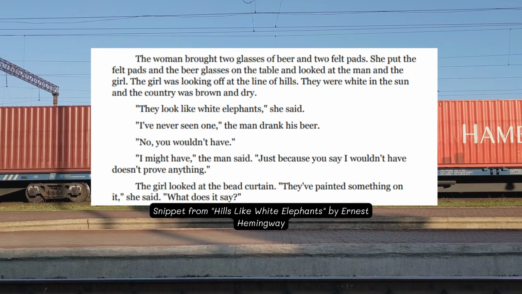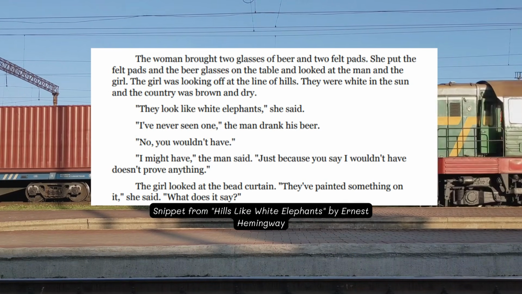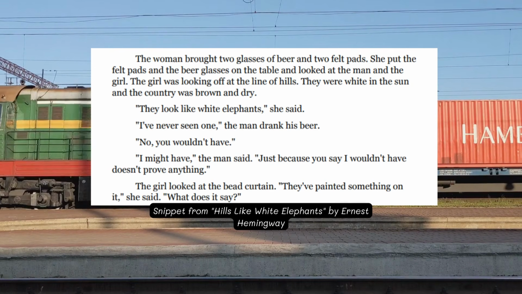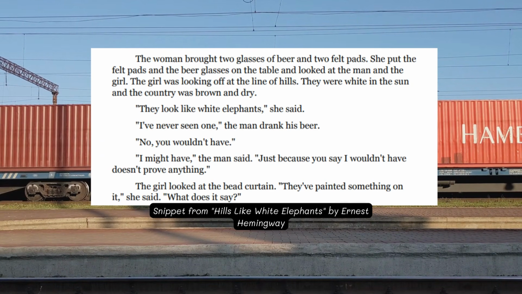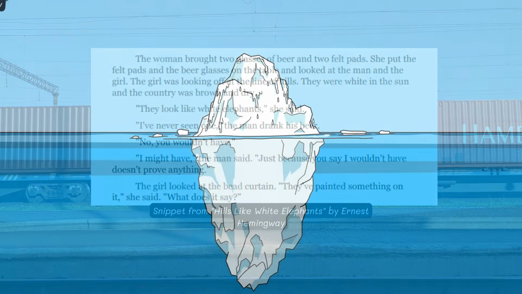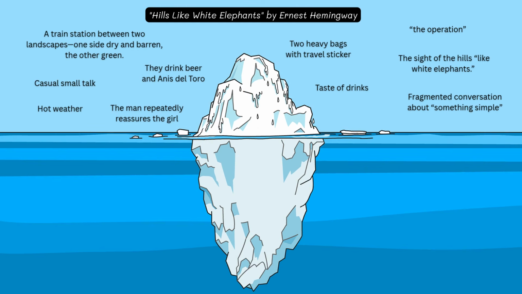Jig remarks, "They look like white elephants," while the man deflects the comment and steers the conversation back to a perfectly simple operation. Above the iceberg, we see a simple scene: two people sitting at a cafe table, drinking beer, talking about the hills, and waiting for a train. Their words are brief and understated, often skirting around the subject of the operation. The setting is painted with sparse details: the hot sun, the station between two landscapes, the drinks they order.